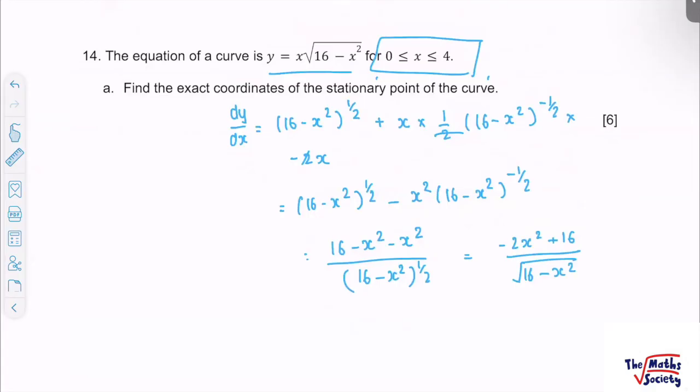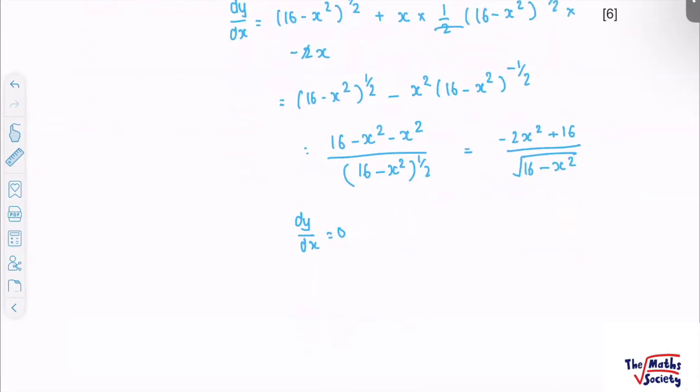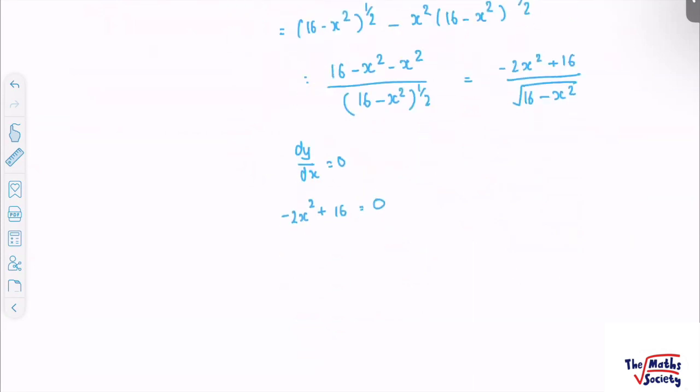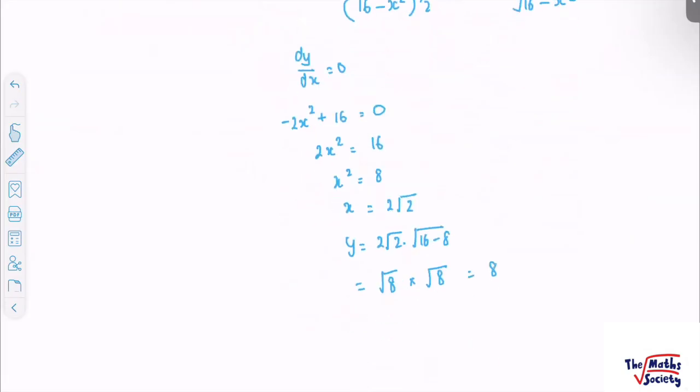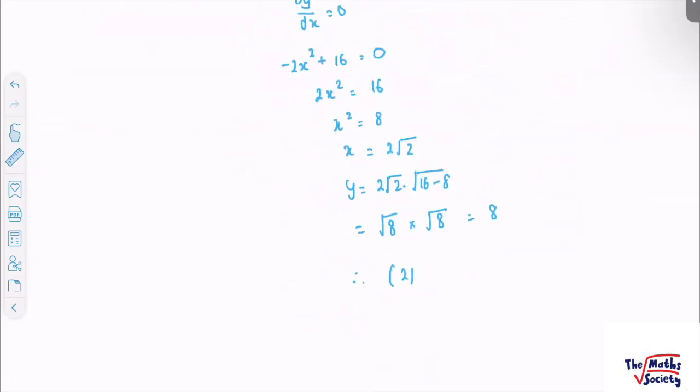And stationary point, dy by dx equals 0. That's just minus 2x squared plus 16 equals 0. So 2x squared equals 16. X squared equals 8. X equals 2 root 2. Y is going to be 2 root 2 square root multiplied by 16 minus 8. So that's going to be root 8, which is just 8. So therefore, it is going to be 2 root 2, comma 8.